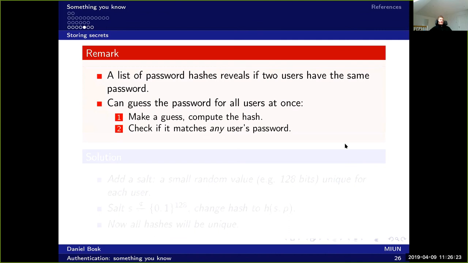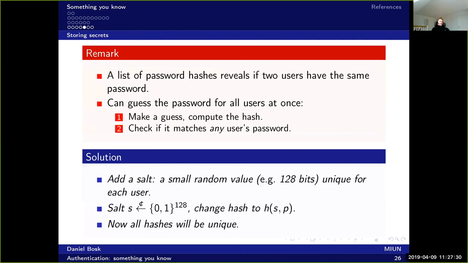Now, if we get a list of password hashes like this, then if two users have the same password hash, then most likely they have the same password as well, which means that we can see how many users have the same password and try to guess the password that most users have. But actually, it also allows us to guess all the passwords at once. Because if we have this list, we can make a guess, we compute the hash, we check if the hash matches any user's password. And if it does, then we know that this user has this password, so we can use that one for logging in. So this is the same situation that the adversary might not be interested in a particular user, but any user in the system. And then this speeds up guessing quite a lot, especially if there are many users in the system.